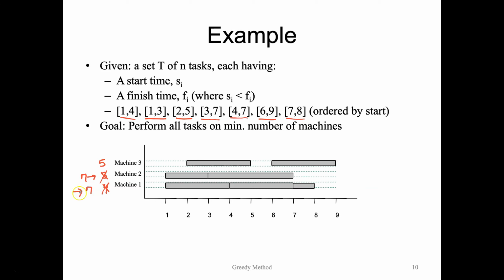Okay, so we can solve this task scheduling problem in n log n time. And we did so using a greedy method. We're always processing tasks based on the earliest start time, and scheduling it on a machine if it can be scheduled on a machine. If not, then we create a new machine for it.